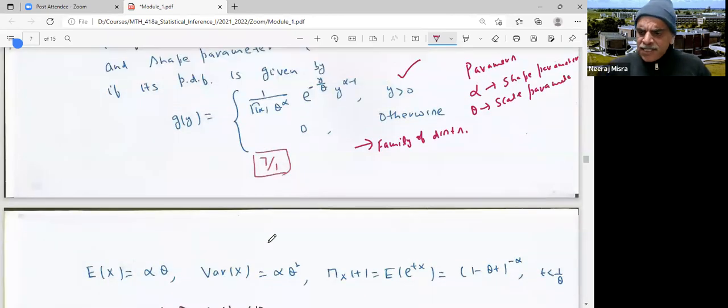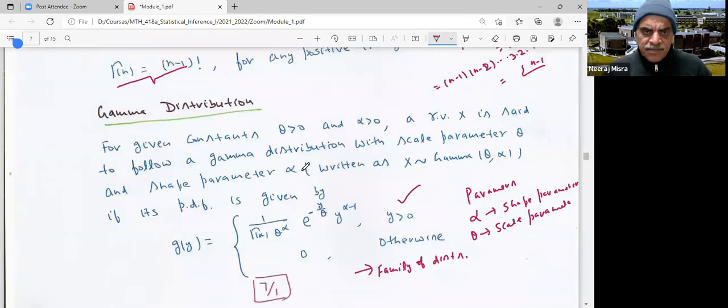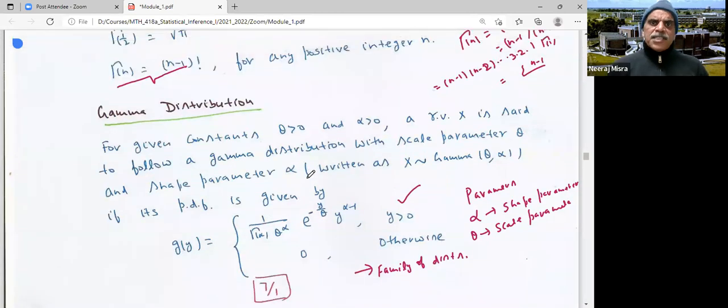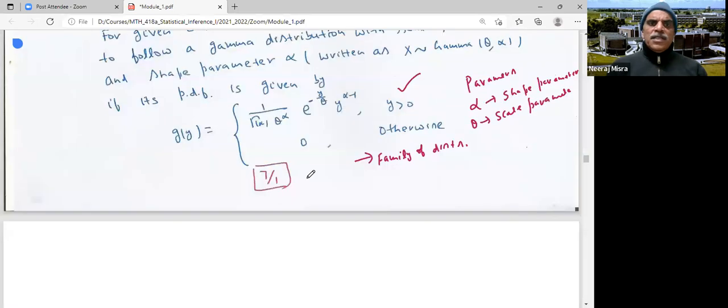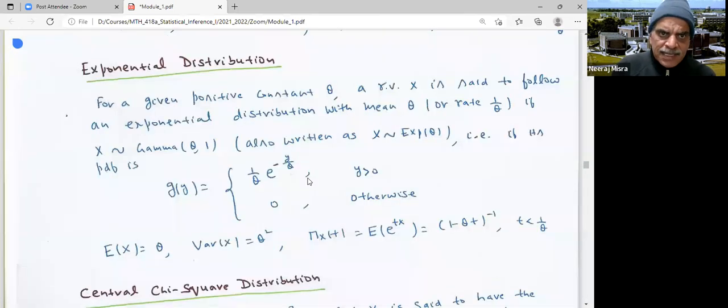Now some particular cases of gamma distributions are of interest. One such distribution is the exponential distribution. So I say that a random variable x has an exponential distribution, which I write down as x has exponential theta, if x is gamma theta 1. So the exponential distribution is a special case of a gamma distribution with alpha as 1.